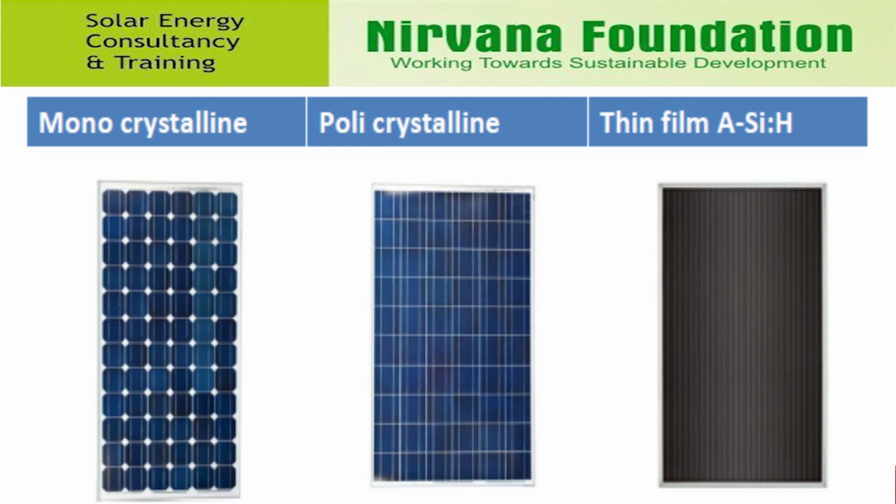Here we can see types of solar cells. Monocrystalline. Monocrystalline solar panels are generally thought of as a premium solar product. The main advantages of monocrystalline panels are higher efficiencies and sleeker aesthetics.